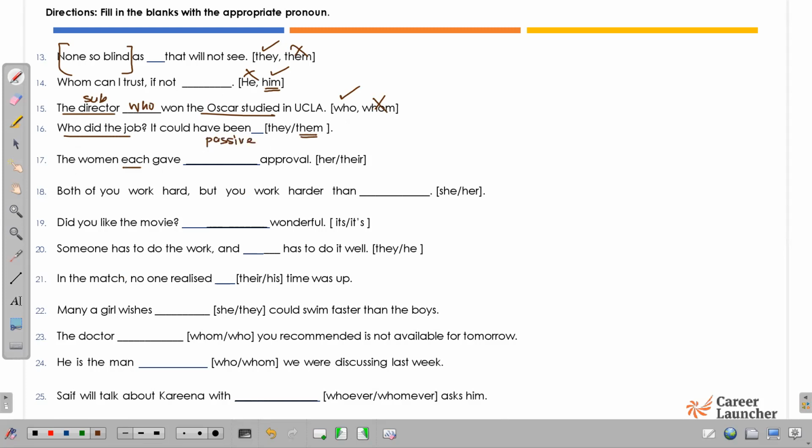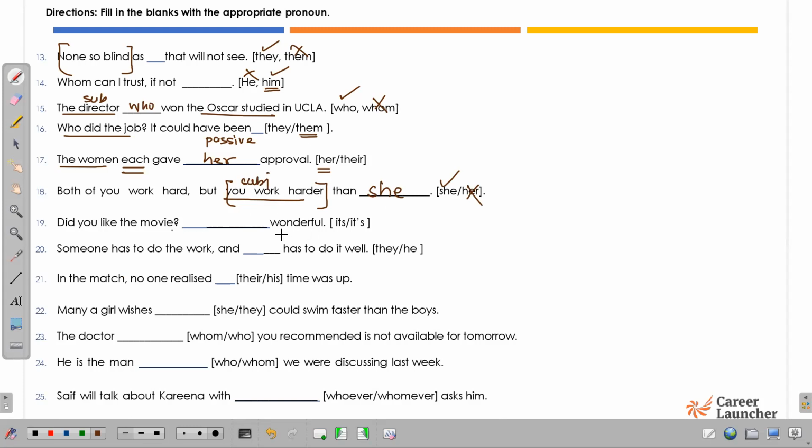The women each gave her approval. It was her. The women, the gender, and then each her. Both of you work hard, but you work harder than he does. Oh, sorry, she does. Not her, because again, comparison. You work hard, you as a subject.